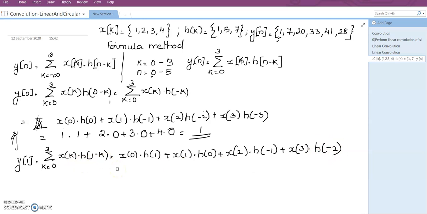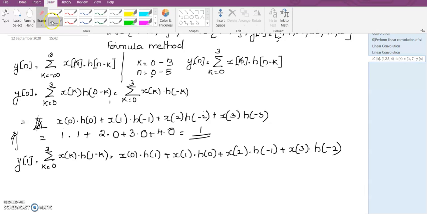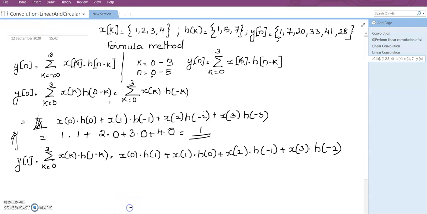So when we substitute it with the required value, we'll be able to find out that x of 0 is 1, h of 1 is 5, and x of 1 is 2, and h of 0 is 1, x of 2 is 3, and h of minus 1 is 0, and x of 3 is 4, and h of minus 2 is 0. So all in all, when we add it, we get it as 5 plus 2 equal to 7, giving up the second answer.